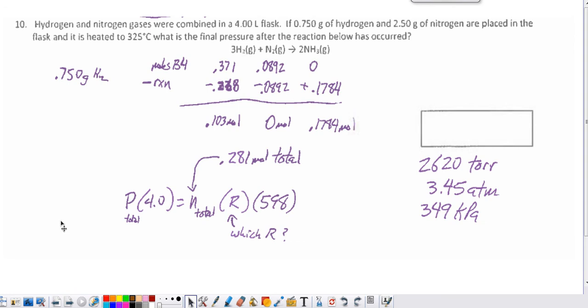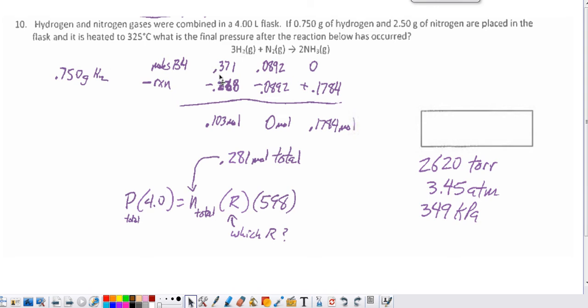Number 10 is actually the last question. Hydrogen and nitrogen combined in a 4-liter flask. Good. 0.7 grams of hydrogen, 2.5 grams of nitrogen, placed in the flask and heated. The final pressure after the reaction occurred is such and such. Well, first off, they gave masses, and that's not terribly useful. I started by writing down the mass, realized it wasn't useful, and realized I needed to write down all of the moles. So I made a little chart here.